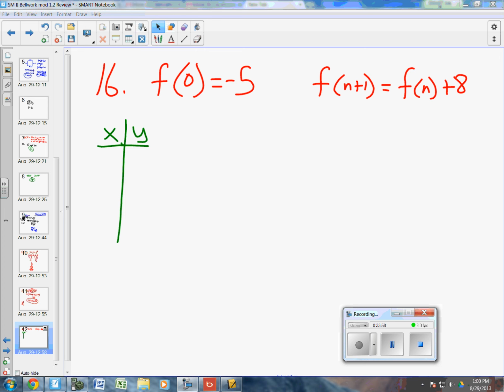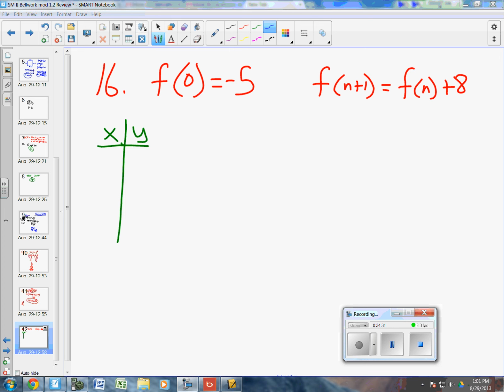Okay. On number 16, it gives you that f of 0 equals negative 5, and it wants you to write the first 5 terms of this sequence. And it gives you a recursive formula: f of n plus 1 equals f of n plus 8. By the way, just curious, how many of you guys know how to do this one already? Nobody in here knows how to do it? Okay. If you haven't looked at it, how many of you think you can figure it out if you looked at it for a second? Okay, good. Let me just show you right here.